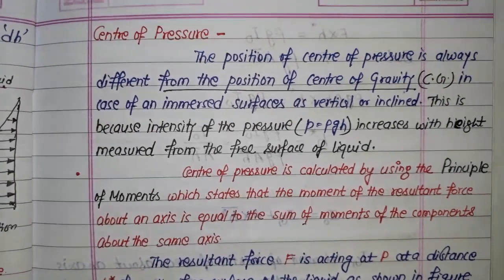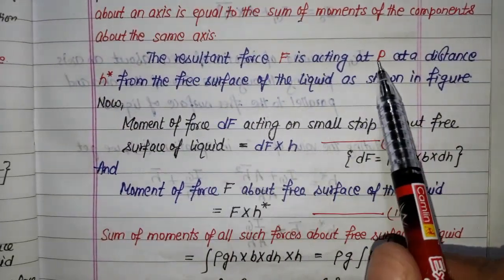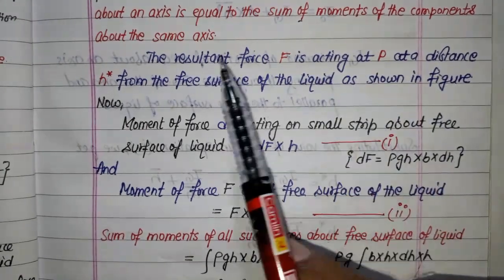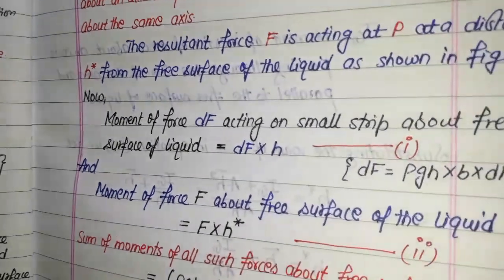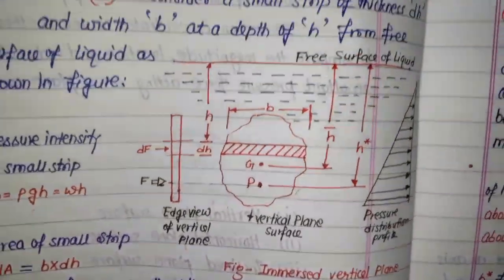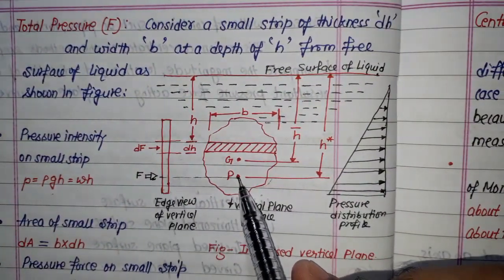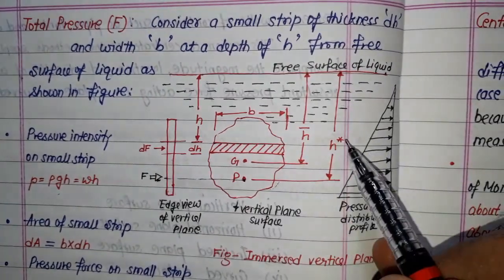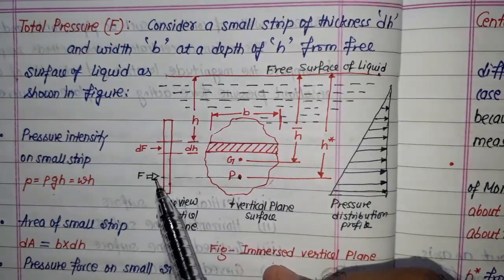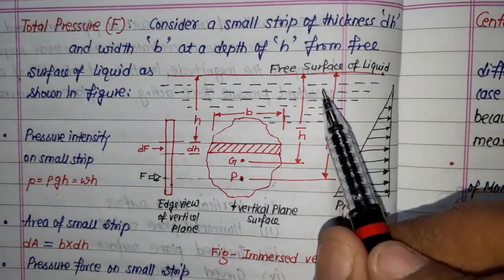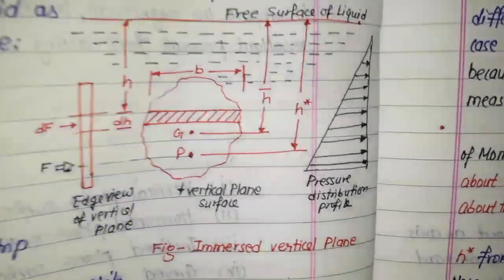So here the resultant force F is acting at P at a distance h star from the free surface of liquid, as shown in the figure. This is the resultant force F that is acting at point P, and it lies at a distance of h star. So the moment about the free surface is F into h star, and similarly dF into h.